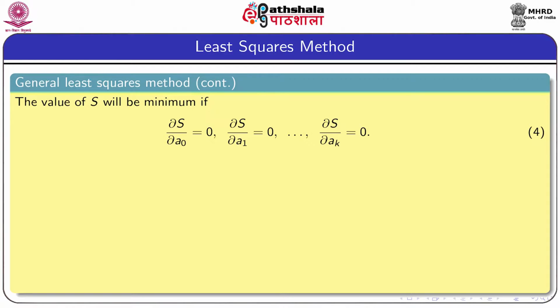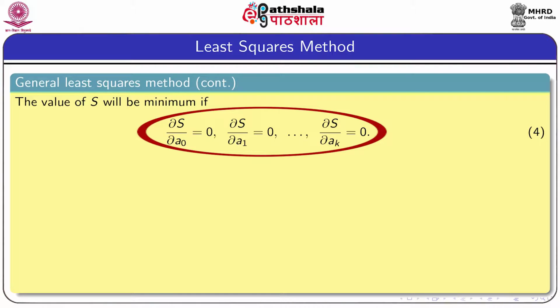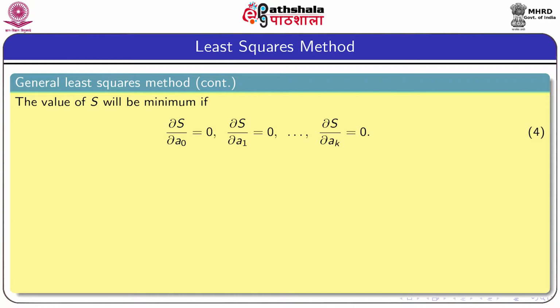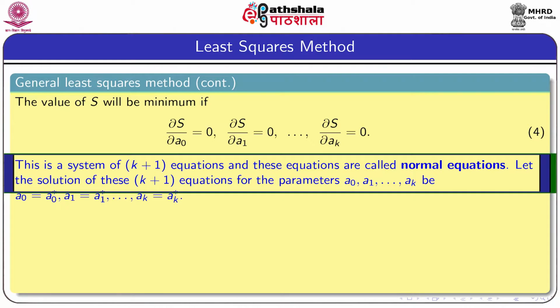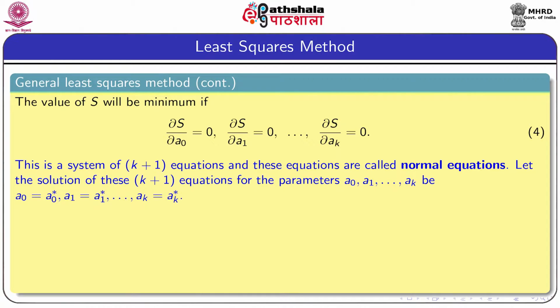The value of s will be minimum if del s by del a0 equal to 0, del s by del a1 equal to 0, up to del s by del ak equal to 0. So these are the sufficient conditions for the minimum of s. This is a system of k plus 1 equations, and these equations are called normal equations. Let the solution of these k plus 1 equations for the parameters a0 to ak be a0 equal to a0 star, a1 equal to a1 star, and so on, ak equal to ak star.